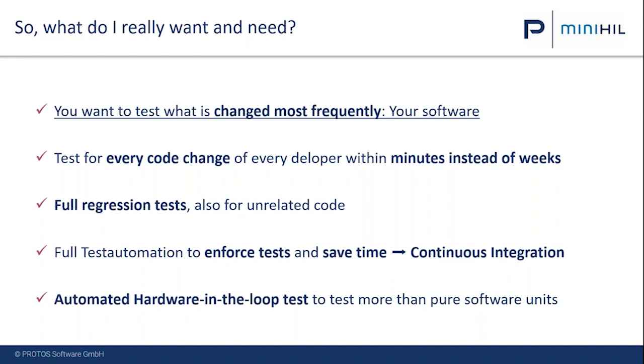Then full test automation is a very nice thing to have because you can enforce tests. So you do not get around the test. Every commit is really tested, and you save a lot of time by automating this.